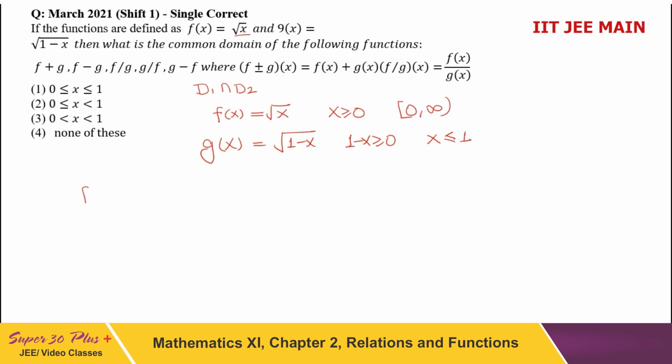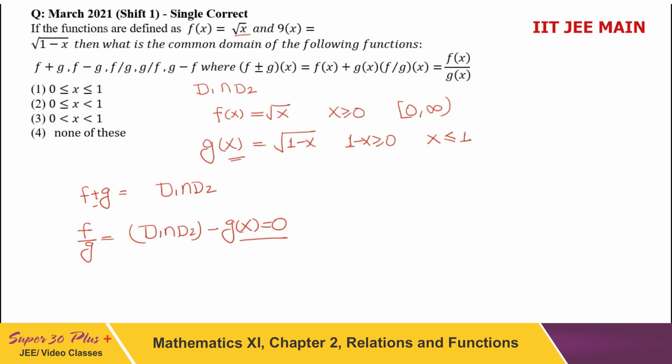F plus g function is defined in the D1 intersection D2. F minus g is also defined in D1 intersection D2. F upon g is defined in D1 intersection D2 except all the points where g(x) is equal to 0. Now we have to check the point where g(x) is equal to 0.